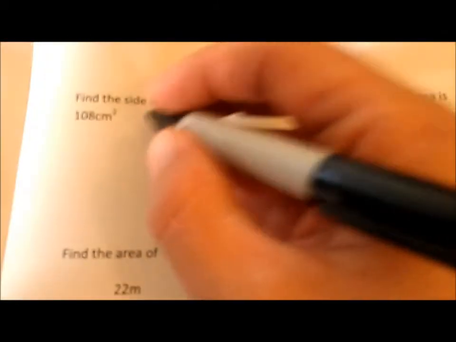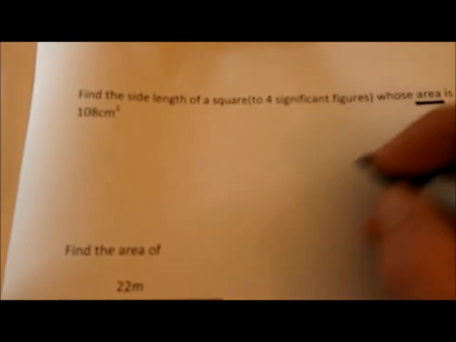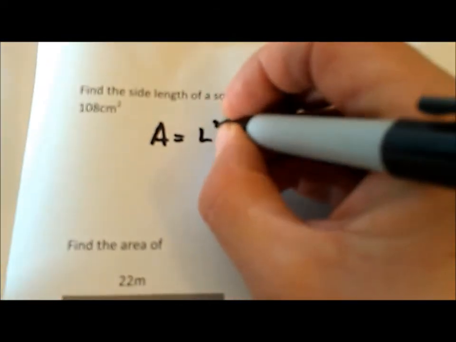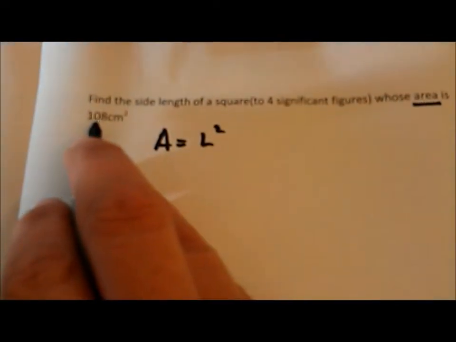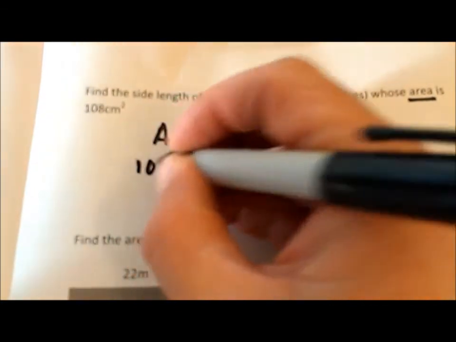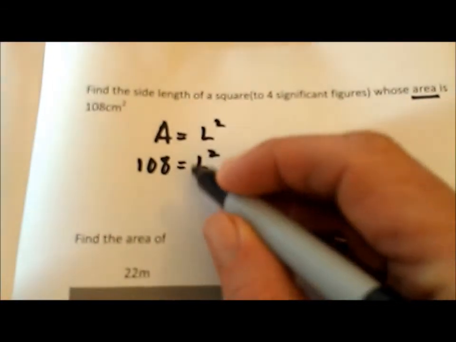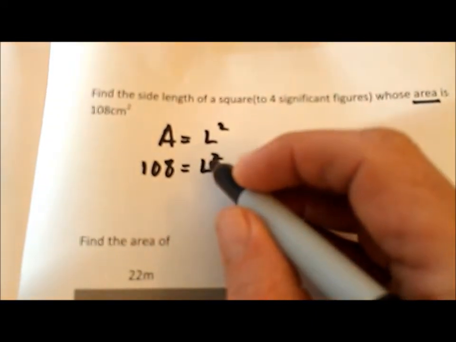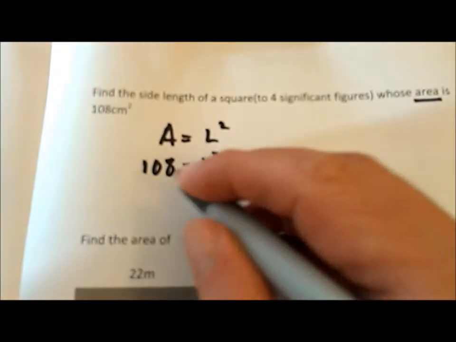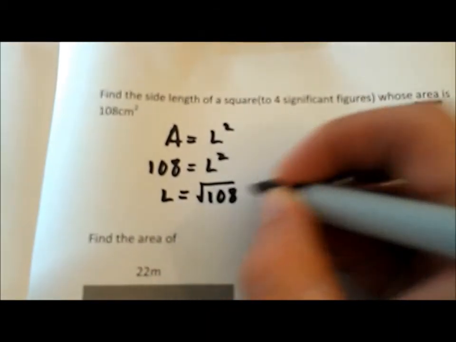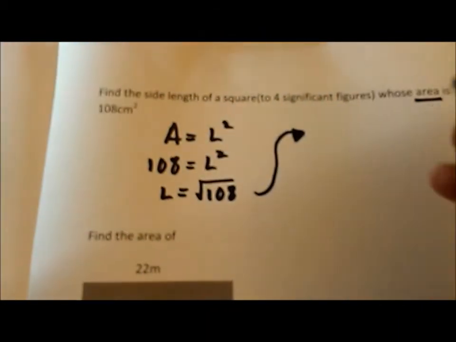So if I want to find that side length, again, I've been given the area, so I'm going to write that area formula down. Area is L squared, is what we were using the other day. So the area is 108. So I can put that in as 108 is equal to L squared. One extra step this time, it's just an equation solving. To solve the equation, I have to take the square root. So L will be the square root of 108. I'll put that in my calculator.